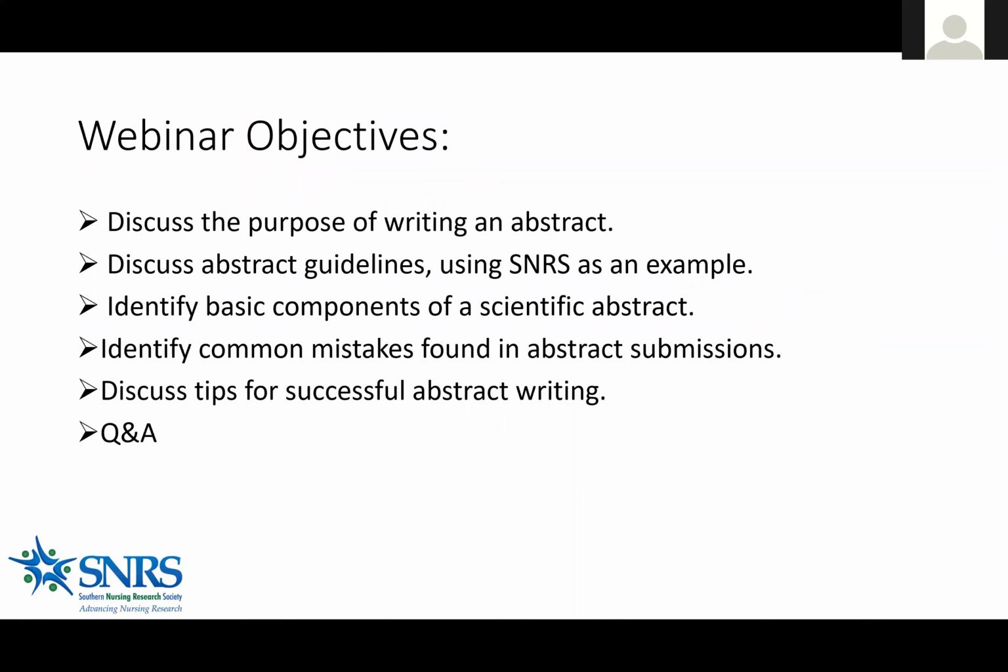Today's objectives. We are going to discuss why we want to write an abstract. So what's the purpose? What are the abstract guidelines? And we'll use SNRS as an example of some guidelines for an abstract. We'll look at the basic components of a scientific abstract, identify common mistakes that we find in abstract submissions, and discuss tips for successful abstract writing.